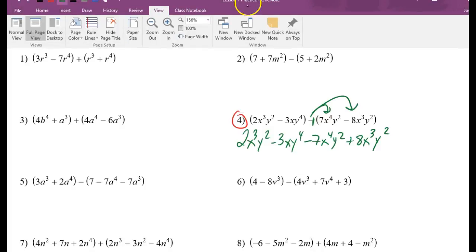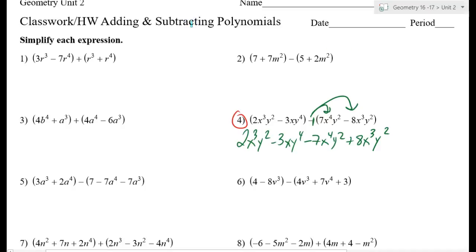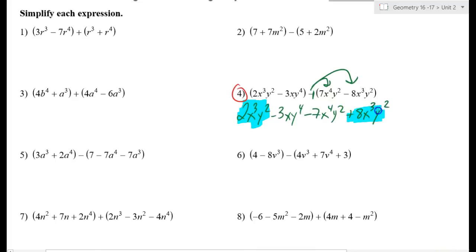So now I'm going to be looking for like terms between these two. So my first one is I have x cubed y squared. I need to find an exact replica of having x cubed y squared. So if I have 2x cubed y squared, I also have one here in the 8. Those are exactly the same, so I'm going to combine them.